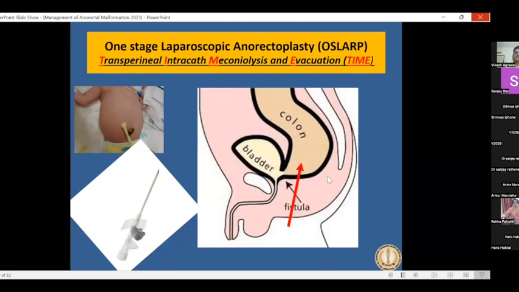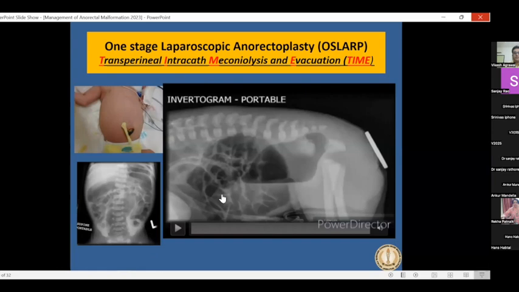As this colon is massively dilated and bulging down like anything, at times you can feel that bulge in the perineum when the patient cries. So the cannula goes straight into the rectum, and you can deflate the colon completely. You can give washes. At times we have used acetylcysteine also for that. And this is one video demonstrating how it works.